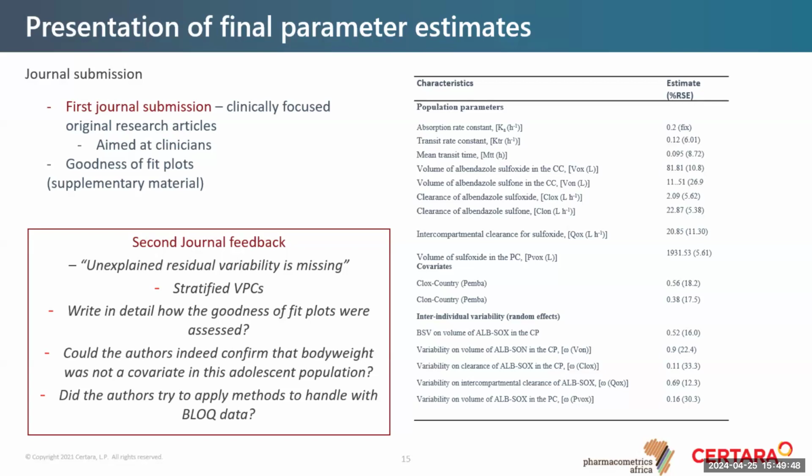Here, we took out a lot of detail, but a lot of what we put into the manuscript was also kind of assuming and not stating it explicitly. When we got the feedback back, they wanted us to state exactly what we did. Even if we thought that just stating the goodness of fit plots were good enough, it wasn't enough. Another question was, could the authors confirm that body weight was not a covariate in this adolescent population? Yes, we said we were going to assess it, but they just wanted it to be explicitly stated within the results section.